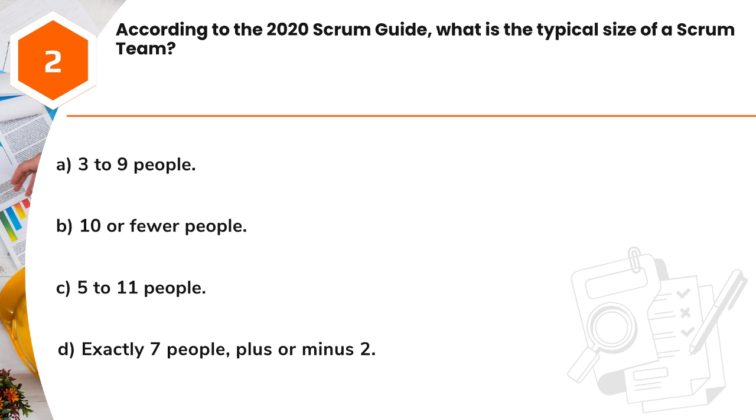Question 2. According to the 2020 Scrum Guide, what is the typical size of a Scrum team? A. 3 to 9 people. B. 10 or fewer people. C. 5 to 11 people. D. Exactly 7 people, plus or minus 2.